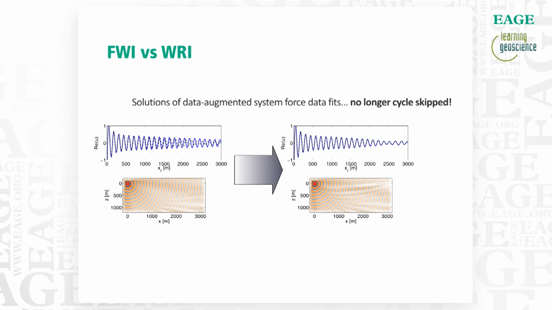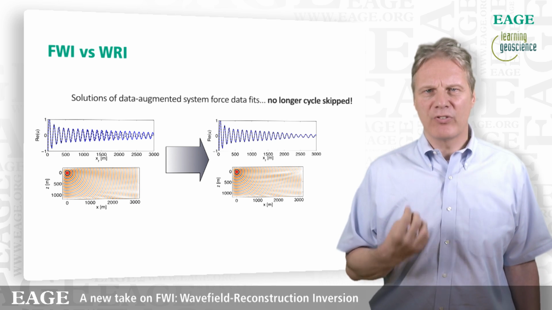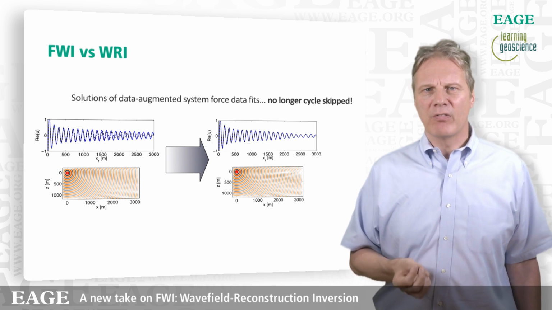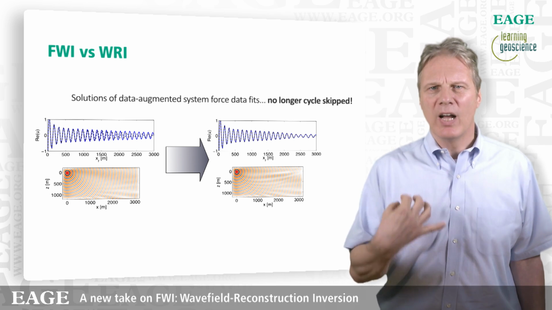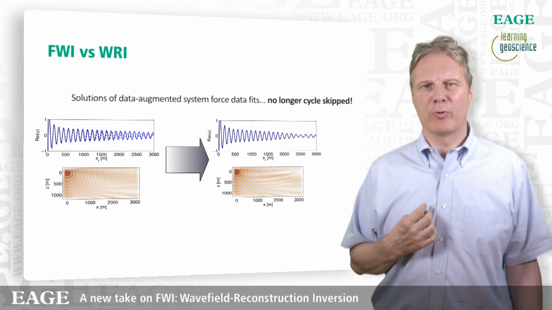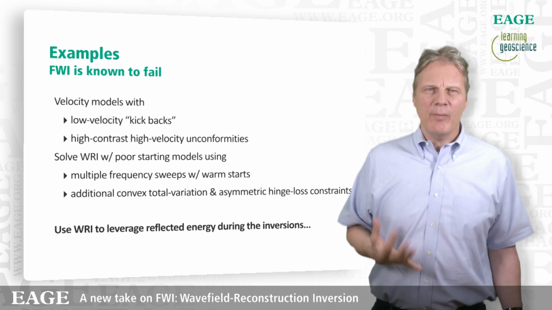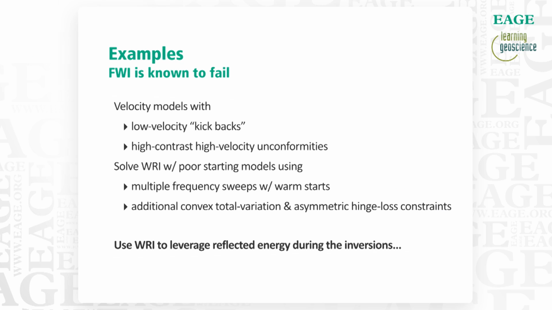Now here you see another example where we have a monochromatic wave field, and you can see that on the left the data is cycle skipped, whereas on the right, because we force both the data to be fit as well as the PDE, you're no longer cycle skipped. You do that by introducing certain events in the data, and that will actually give information for the gradients to find the appropriate descent directions.